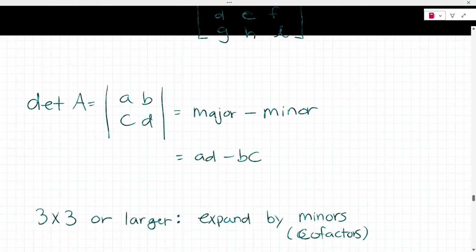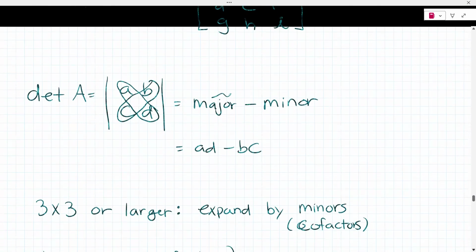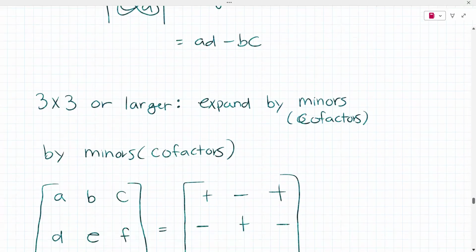Let's say you had a 2 by 2 matrix and you want to find the determinant. What you have to do is take the major minus the minor. What do I mean by major? It's this diagonal. You multiply these two numbers, AD, minus the minor, which is the multiplication of these two numbers. If you have a 3 by 3 or larger, expand by minors.